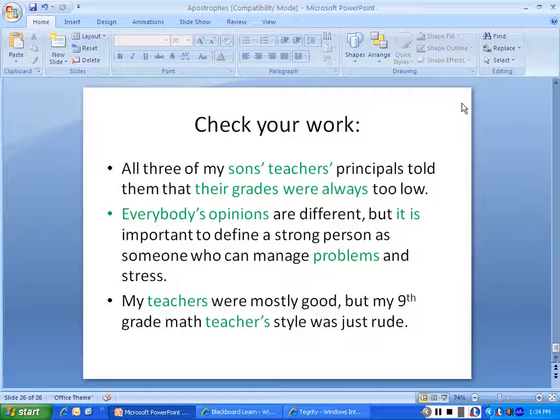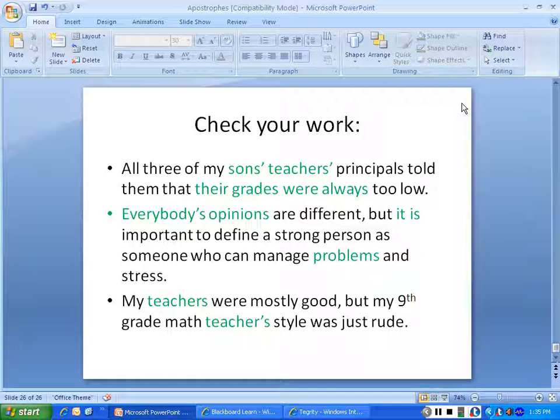All three of my son's teachers. These are both plural possessive. First we made them plural by adding s's, and then we made them possessive by adding apostrophes. Remember, first you make it plural, then you make it possessive. We've changed the pronoun they to their to indicate that it's a possessive pronoun. We've made grades plural and spelled always correctly. We've also matched was to were for our subject-verb agreement.